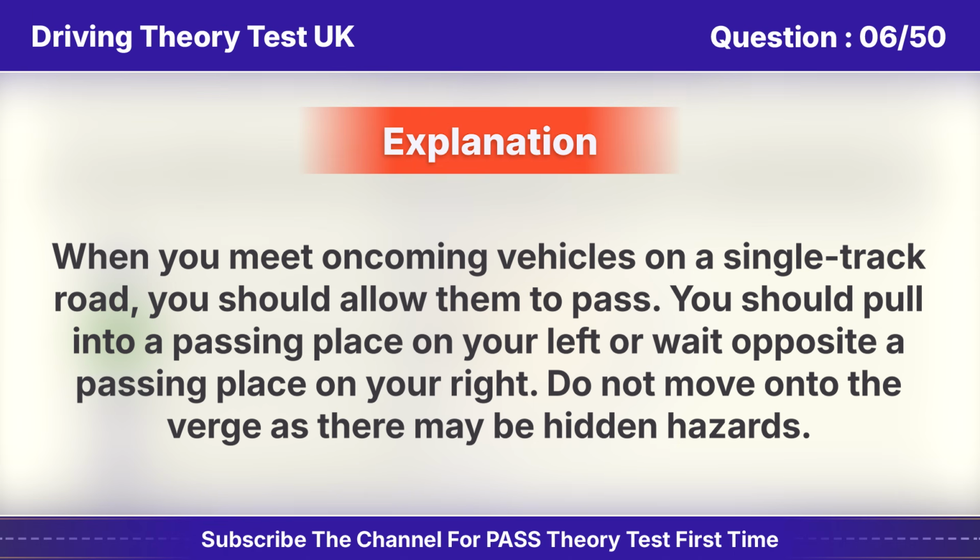When you meet oncoming vehicles on a single-track road, you should allow them to pass. You should pull into a passing place on your left or wait opposite a passing place on your right. Do not move onto the verge as there may be hidden hazards.